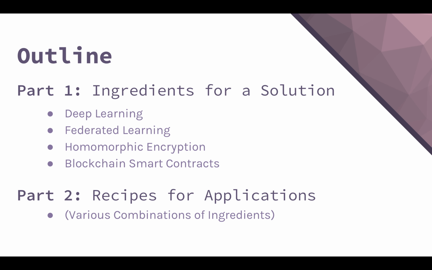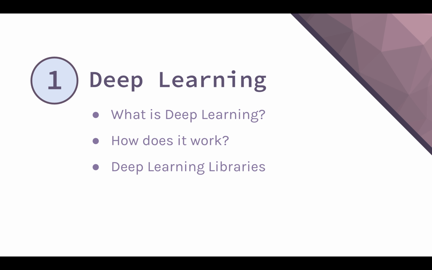So quickly, we're going to run through the ingredients for a solution, and then in step 2, we will apply these ingredients for a successful application. The first part we will run through very quickly, just touching on a few topics: deep learning, federated learning, homomorphic encryption, and blockchain smart contracts. Some of you may be familiar with some or all of these topics, but I want to touch on them very quickly. Deep learning, how does it work?